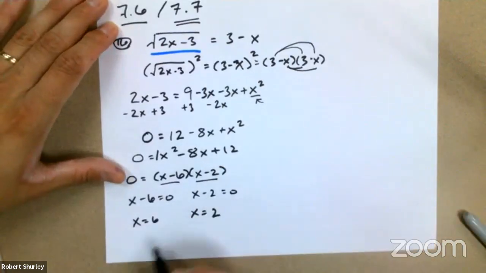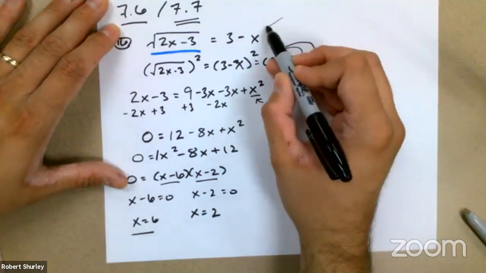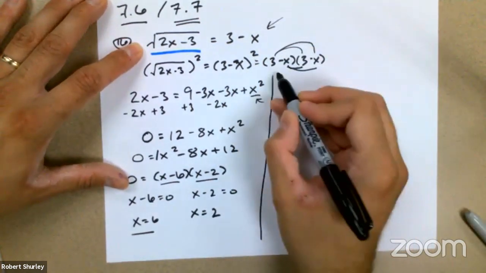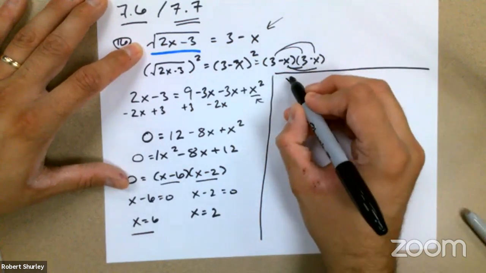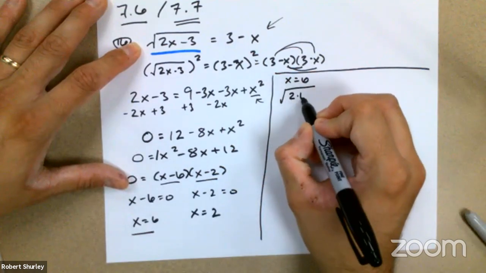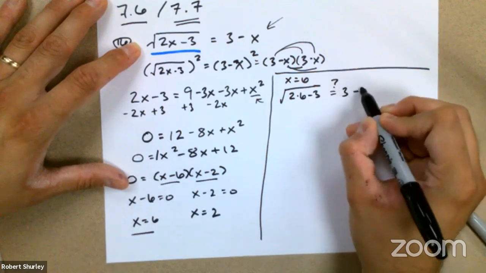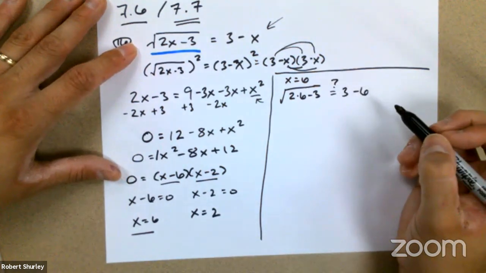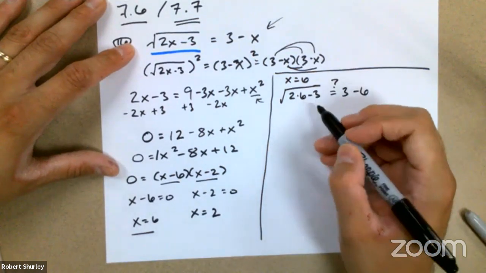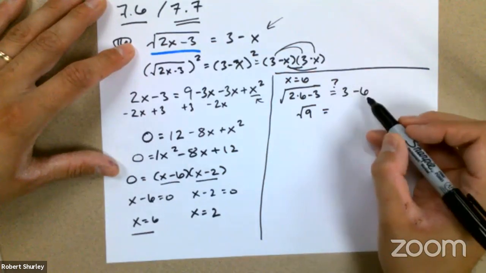So first I'm going to check 6. Now look, I've got to check one at a time. And I have to go back to the very beginning to do this. So I'm going to put in x equals 6 here. And I'd have the square root of 2 times 6 minus 3. Now I want to know, is that equal to 3 minus 6? So remember, underneath the radical, you got to multiply first. 2 times 6 is 12, minus 3 is 9. And then on the right, we get 3 minus 6.